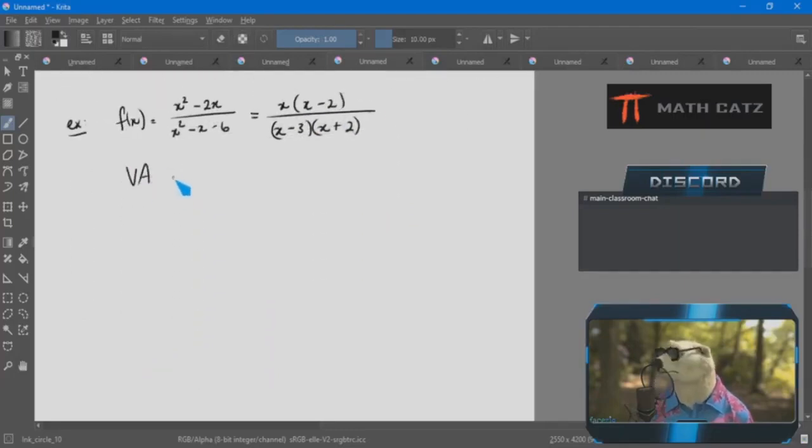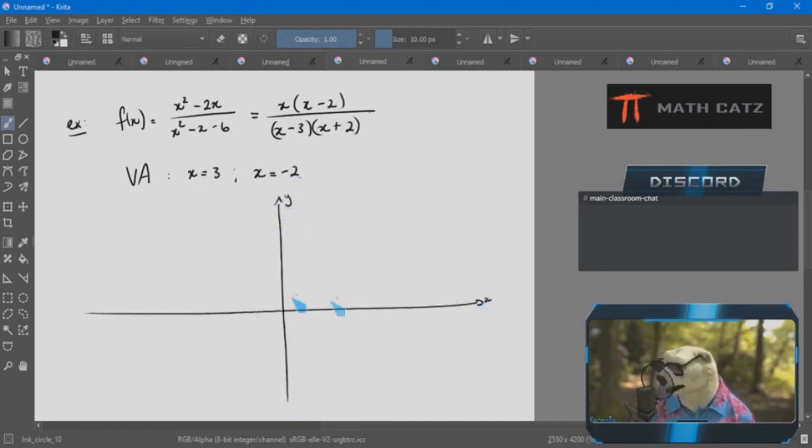So vertical asymptotes are, of course, vertical straight lines. Vertical, it's in the word, vertical asymptotes. And that's going to be at x equal to 3 and x equal to negative 2. Now you might ask, well, if I set this up, and I know we're repeating ourselves a little bit, we have a vertical asymptote here at negative 2. We have a vertical asymptote here at 3.